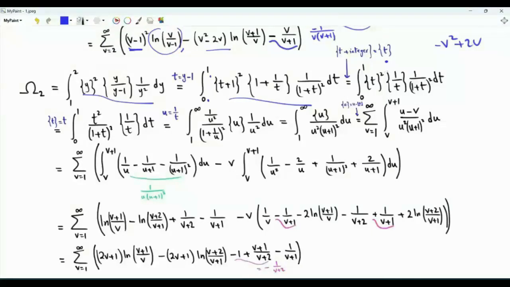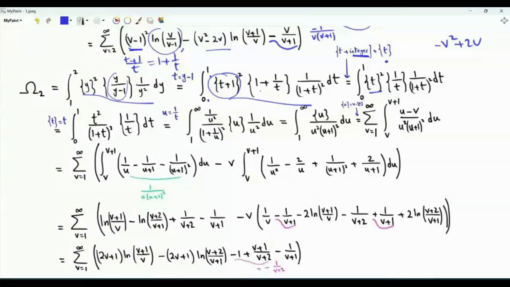If we have a real number t with some fractional part, adding an integer to t does not change the fractional part. We can exploit this fact here. We have the fractional part of t plus 1. That's exactly the fractional part of t. When y is replaced by t plus 1, y over y minus 1 becomes t plus 1 divided by t. That's 1 plus 1 over t. The fractional part of 1 plus 1 over t is the fractional part of 1 over t.